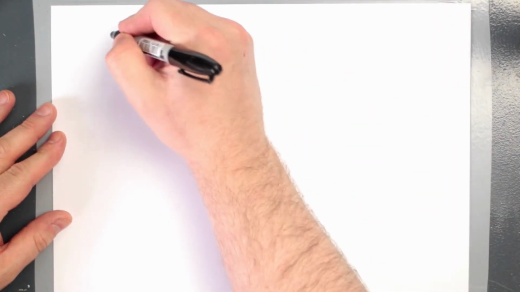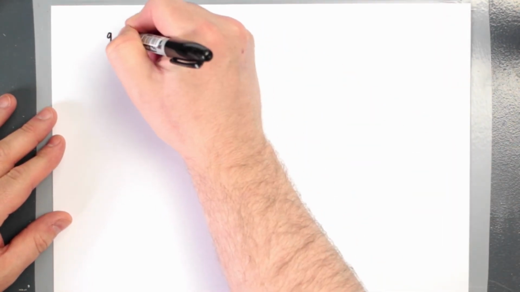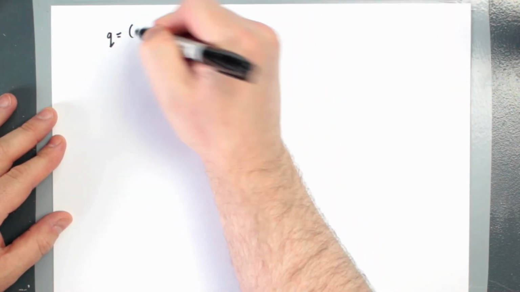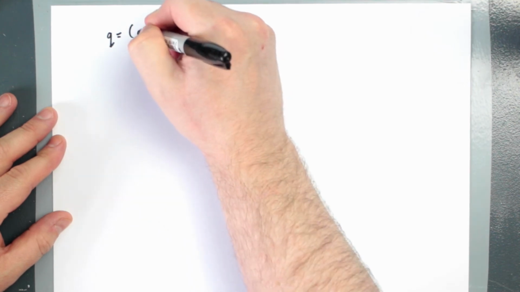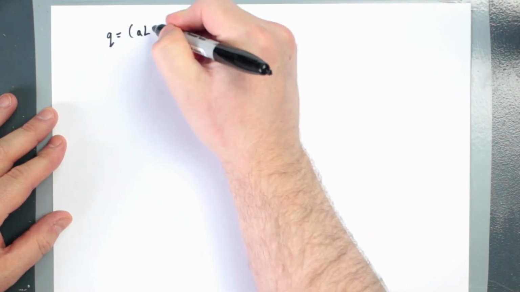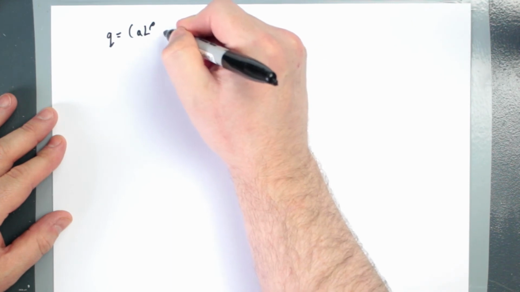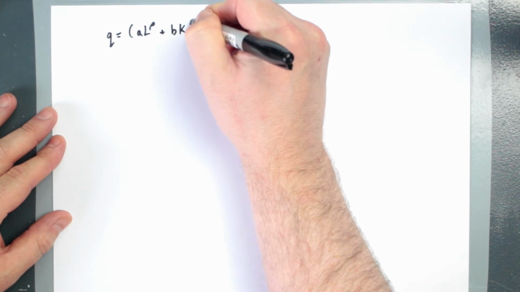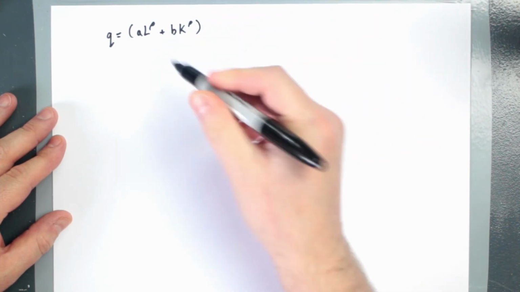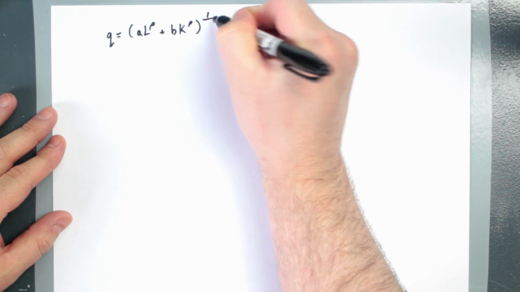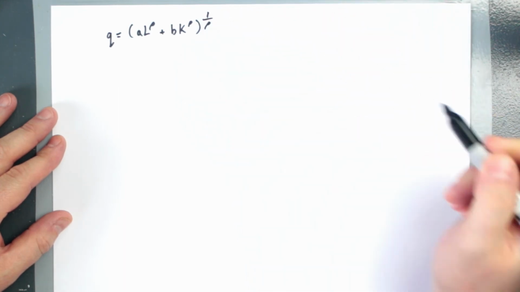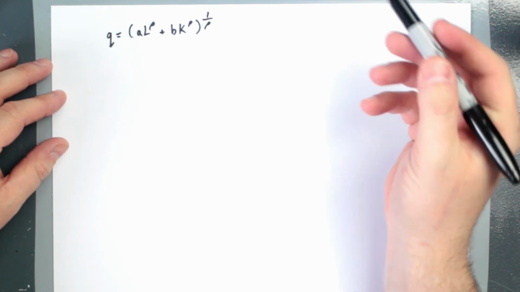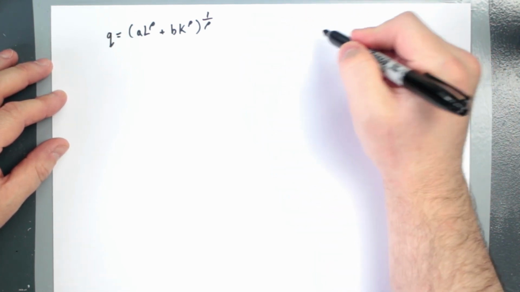Okay, so let's just remind ourselves that the CES production function is as follows. Output Q is equal to, and then we've got A times L to the power rho, this is the Greek letter rho, plus B times K to the power rho, and we take all of this to the power 1 over rho. Okay, so this is the CES long-run production function. And let's remind ourselves what elasticity of substitution is.